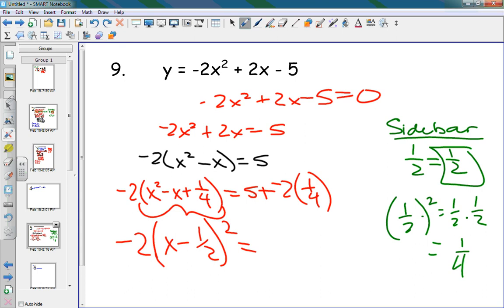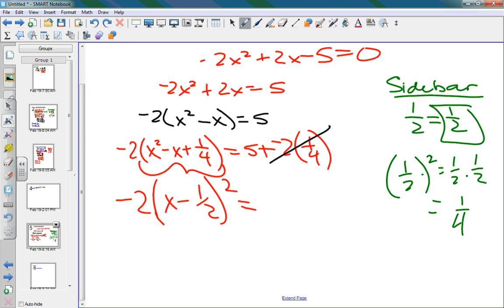Negative 1/2. So you're telling me that this right here is going to be -1/2. Well, let's talk money. I have $5 and you take 50 cents from me. So how much do you have left? $4.50. Make that into a mixed number.